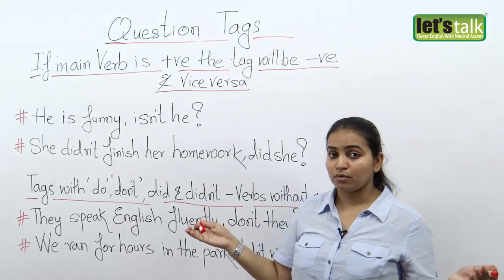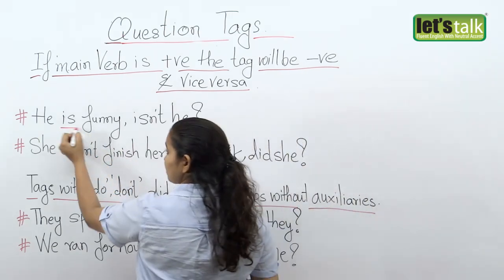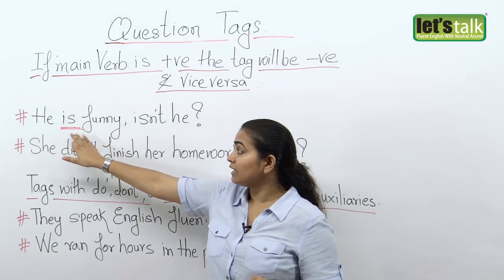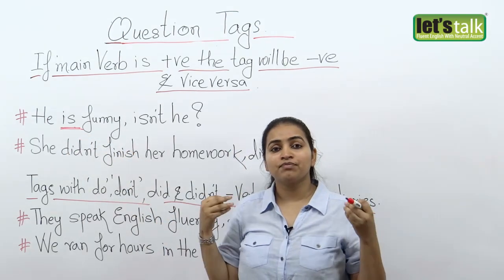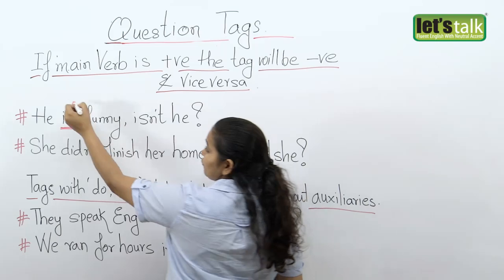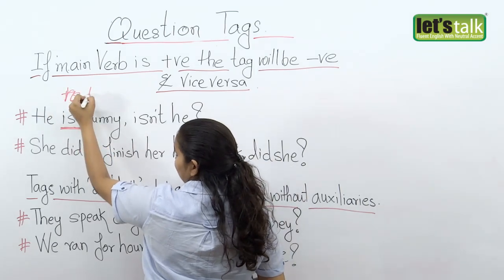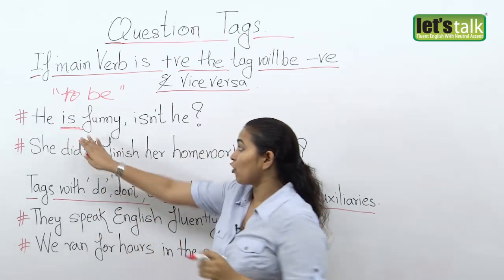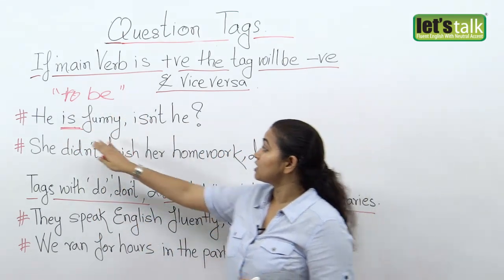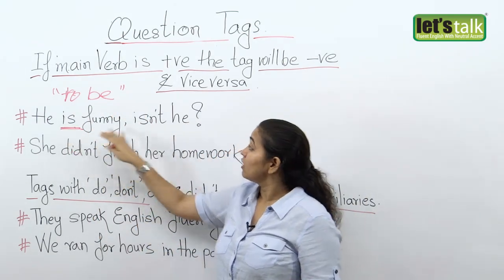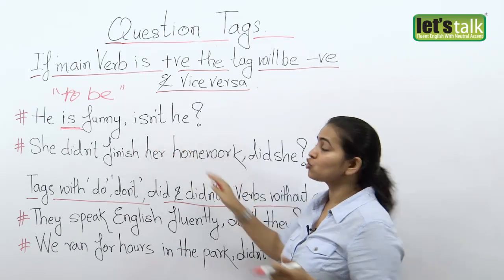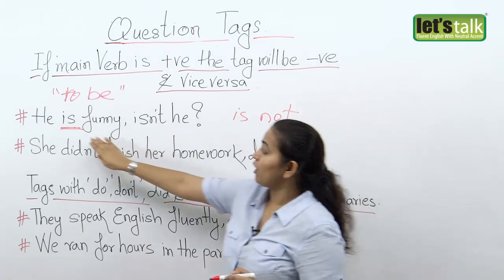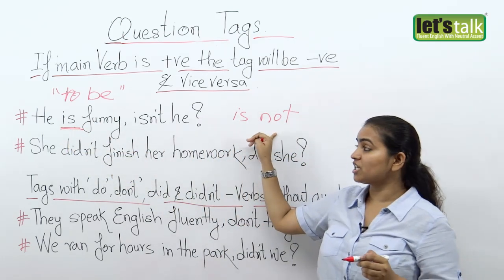So the main verb, what is it? "Is" is your main verb in the sentence, and it is a form of the verb to be. So "is" is one of the forms of the to be verb. So since "is" is positive, the negative form is "isn't," also known as "is not." So you have "is," and then you have the negative form, which is "is not."